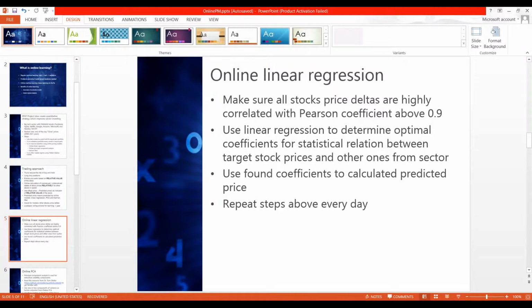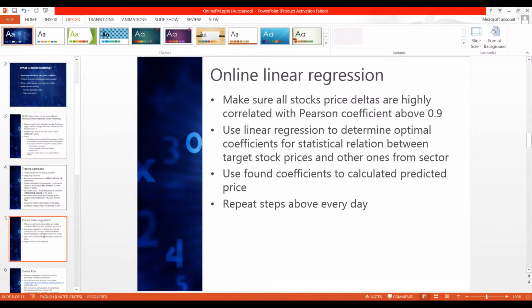So in our case, I use linear regression to find optimal coefficients for the statistical linear spread between correlated stocks of the sector. Before applying this method, I made sure all stocks in our portfolio are highly correlated with each other, with a Pearson coefficient above 0.9. So based on these results of everyday training, I calculated residuals, which I will then use according to my trading approach.